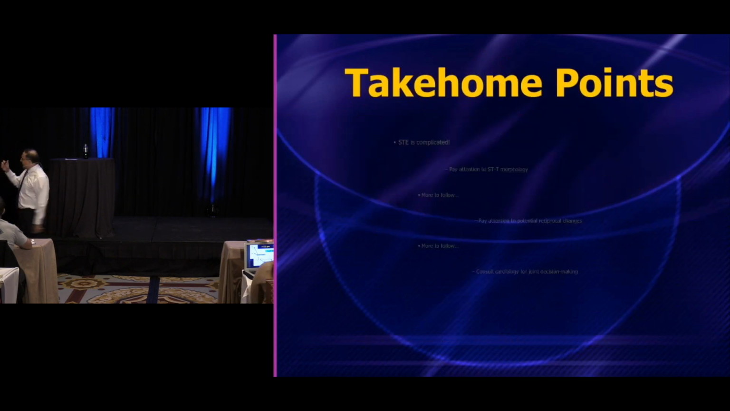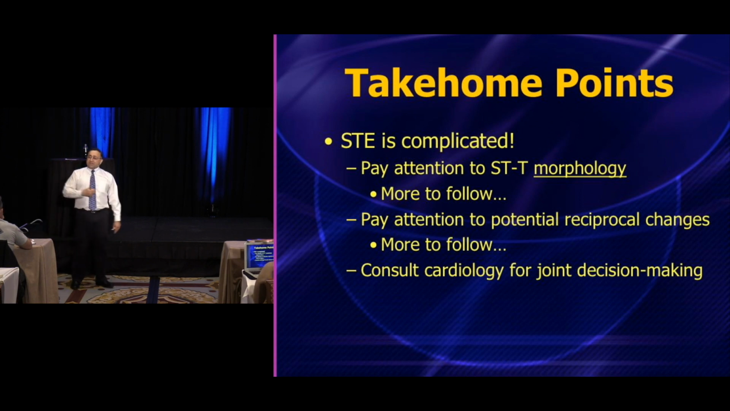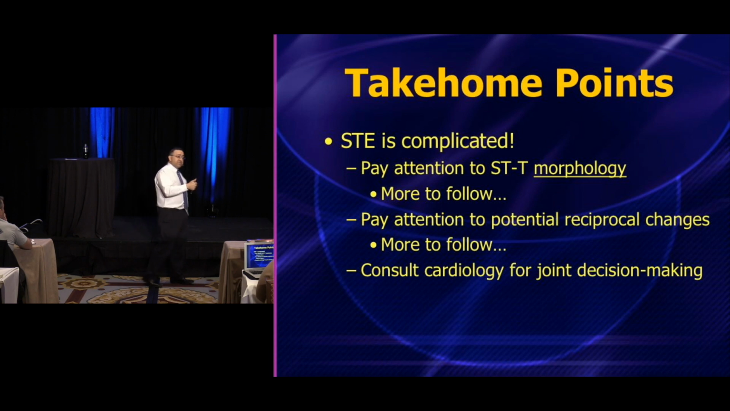So take-home points from case number one. First of all, let's accept ST elevation is complicated. All right? It's not just a simple 1 millimeter the way it's always taught. There's more to it than that. What else can help? Looking for reciprocal changes can be enormously helpful. Looking for the morphology of the ST segment can be enormously helpful. And getting serial ECGs.